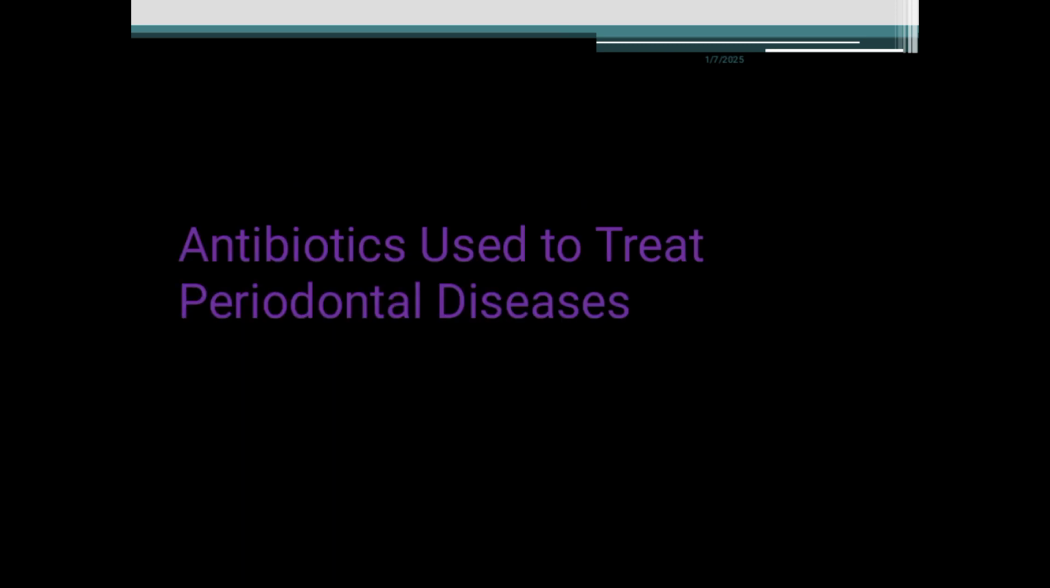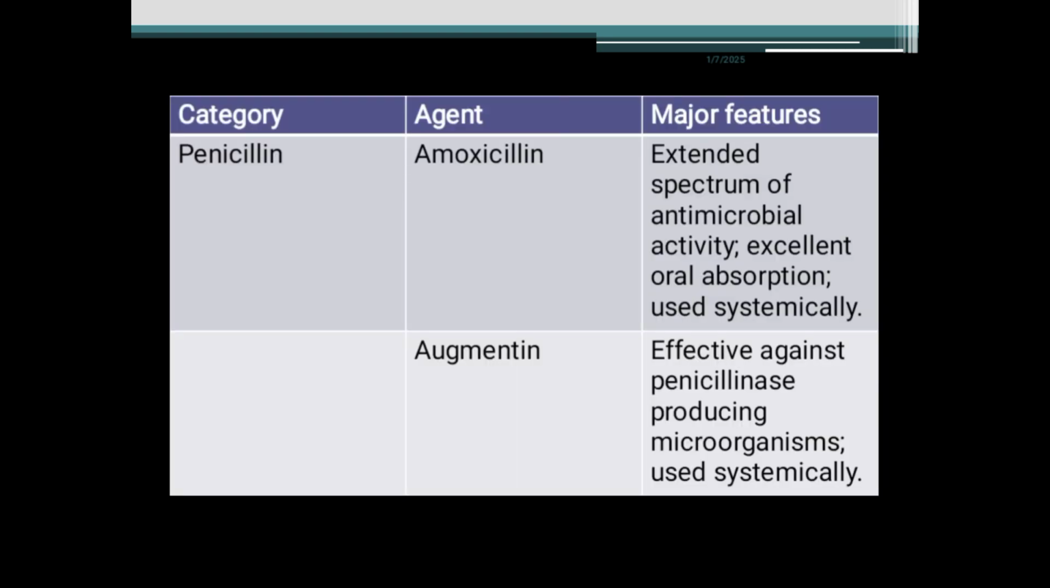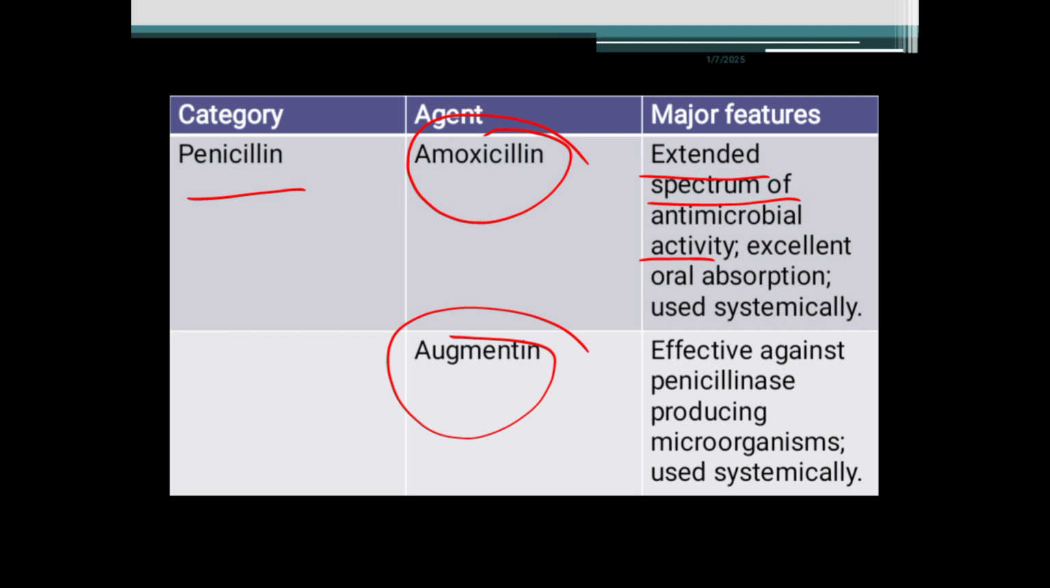Now, antibiotics used to treat periodontal diseases. What antibiotics do we use? It is basically penicillin. Among penicillins, the most famous are amoxicillin and Augmentin. Penicillin is a broad antimicrobial agent with excellent absorption, used systemically. Augmentin is effective against penicillinase-producing microorganisms and is used systemically.